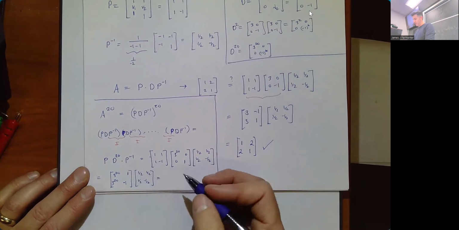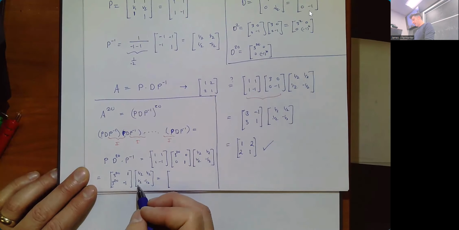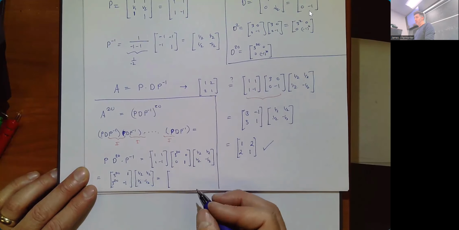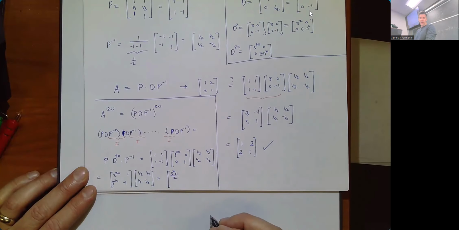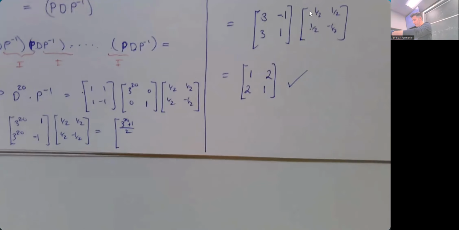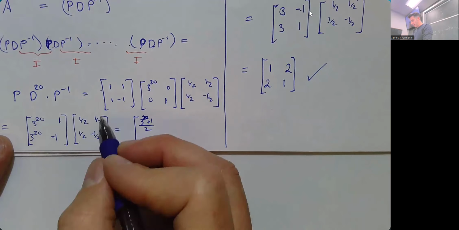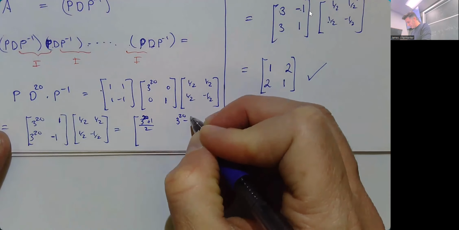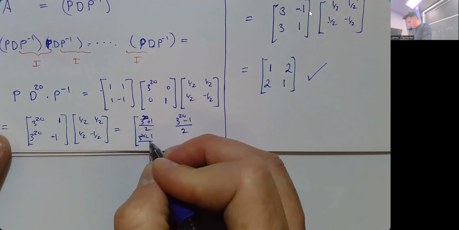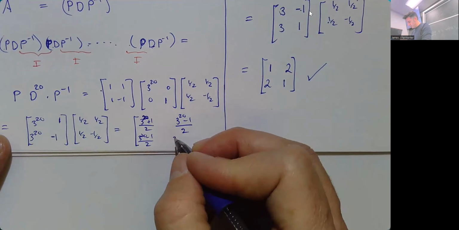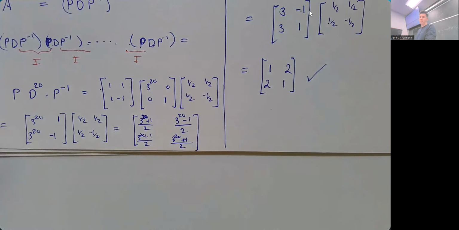This is the last part where things are going to get kind of silly. 3 to the 20th times 1/2 plus 1/2. I would write that as 3 to the 20th plus 1 all over 2. And I know things are kind of super scrunched in there. Let me zoom in so you can see a little bit better. That's 3 to the 20th plus 1 over 2. And then that times that is 3 to the 20th minus 1 over 2. And that is also 3 to the 20th minus 1 over 2. And that is 3 to the 20th plus 1 all over 2. Sorry, that's not my best work ever there.